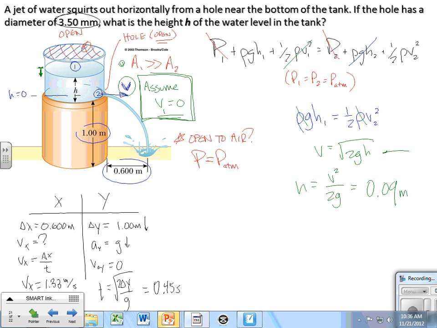Right? So, fair enough. But notice we didn't even use that. We didn't even have to use the diameter of the hole. I think they're just telling you it's pretty darn small, especially as compared to the opening at the top. So that's a super standard Bernoulli's equation application. Some water shooting out of a tank.